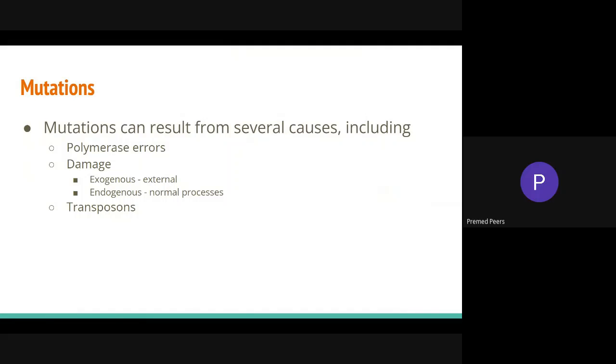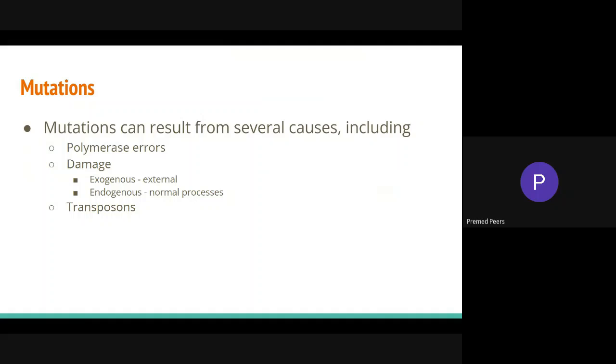So mutations or alterations in the genome's nucleotide sequence can happen in various ways. First, the polymerase enzymes involved in DNA replication and repair can sometimes make mistakes and insert the wrong nucleotide, additional nucleotides, or not enough nucleotides into the sequence.